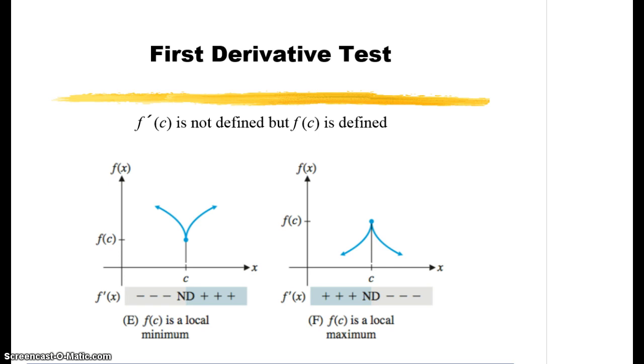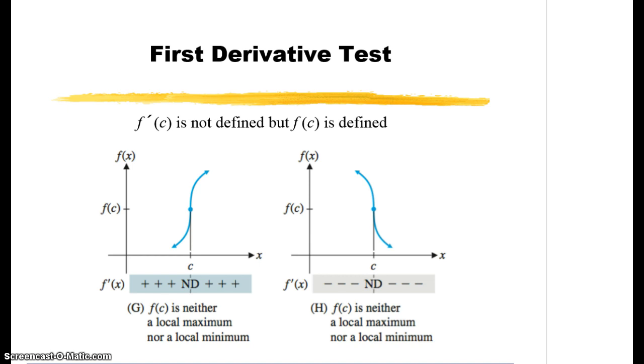Likewise, you might have f prime of c not defined, but f of c is defined. This happens at a corner or a cusp. So notice we have these corners, these cusps here, these sharp corners, and our function is defined in there, but the derivative is not. Regardless of that fact, there is still a local min and a local max at those points. So look at those carefully.